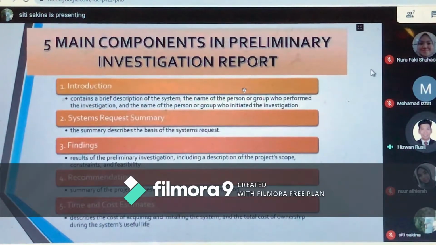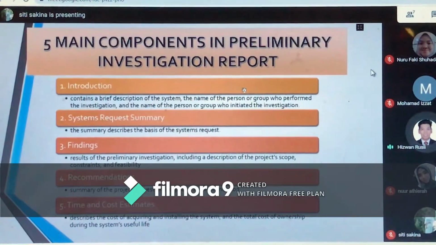Describe 5 important components of the preliminary investigation report. The first component is introduction. The first section is an overview of the report. The introduction contains a brief description of the system, the name of the person or group who performed the investigation, and the name of the person or group who initiated the investigation.